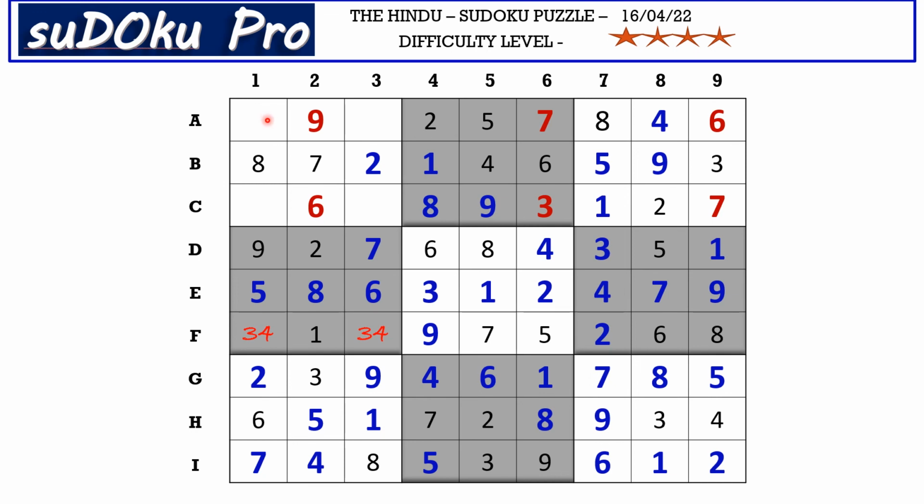In A row, there are only 2 empty cells and missing numbers are 1 and 3. There is a 1 blocking from here. So A3 takes 3 and A1 takes 1. So this 3 cancels out the 3 here in F3. So F3 becomes 4 now and F1 takes 3. Now the only missing number in column 3 is 5 and the only missing number in column 1 is 4. And the puzzle is solved.